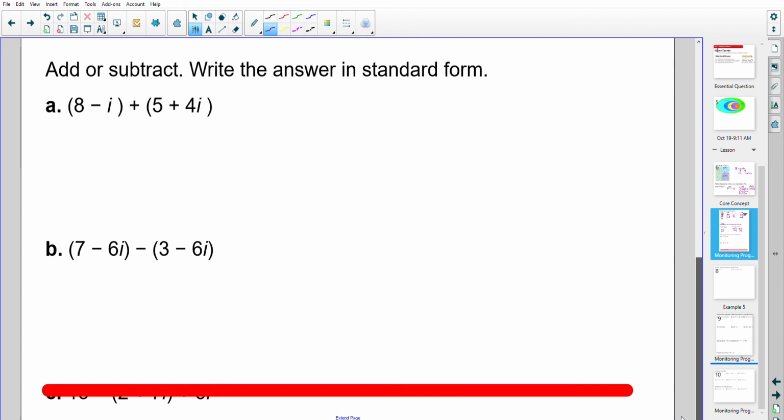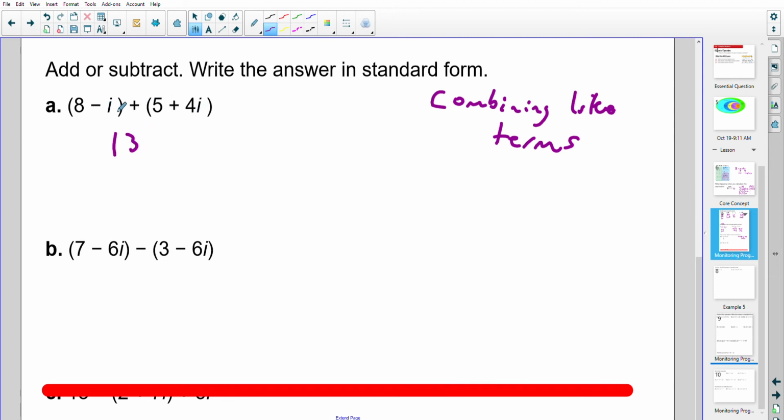You can also add and subtract complex numbers. All you're doing here is combining like terms. And you're treating i as a specific term. So back to here, 8 plus 5, 13, negative i plus 4i, positive 3i. 7 minus 3 is 4. Be careful here because you have minus negative, which means that it becomes a positive 6i, so that becomes 4 plus 0i, which is just equal to 4.